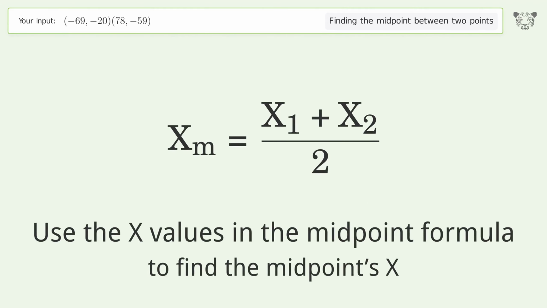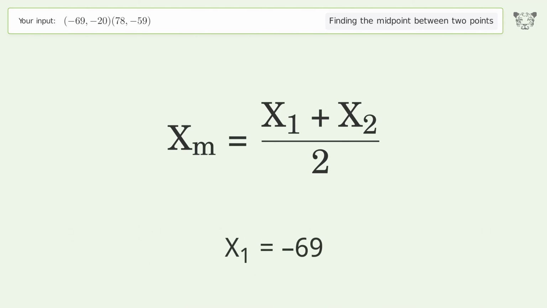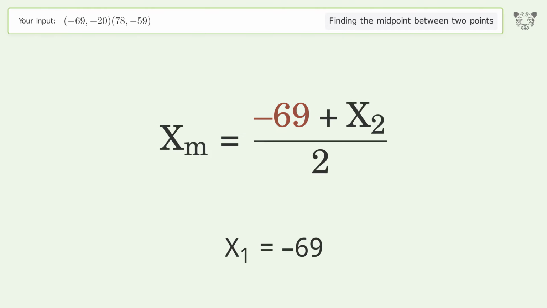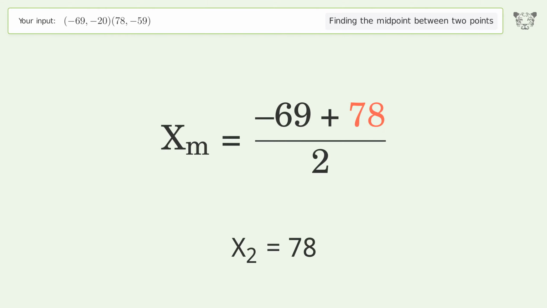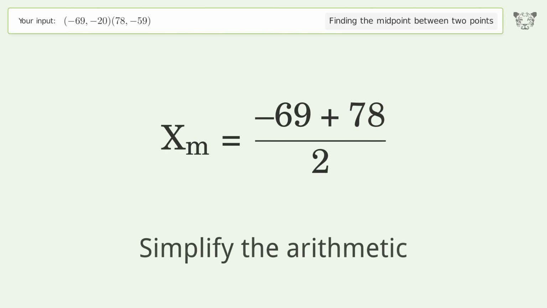Use the x values in the midpoint formula to find the midpoints x. x1 equals negative 69. x2 equals 78. Simplify the arithmetic.